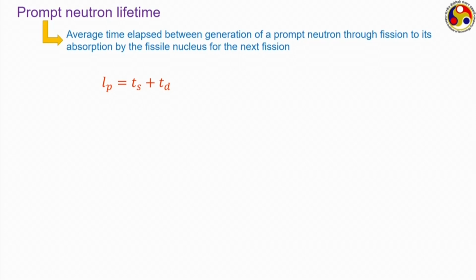And mathematically we use this symbol l_p to call the prompt neutron lifetime. Of course, generally time is denoted by the symbol t, but this is a convention that we generally follow. So, the two typical phenomena a prompt neutron undergoes are scattering through the moderator and also the diffusion process after getting thermalized.